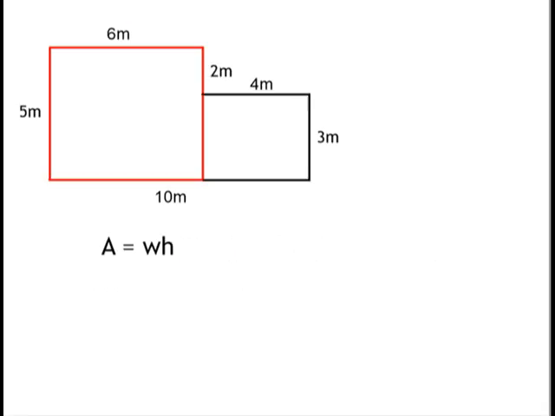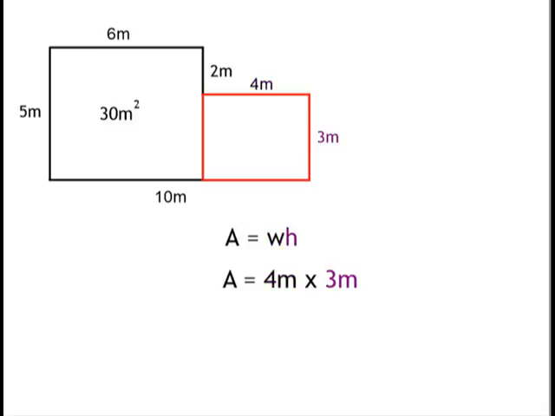So area is width times height. The width of this rectangle is 6, the height is 5. 6 metres multiplied by 5 metres is 30 metres squared. So the area of that rectangle is 30 metres squared. Let's look on the other side. Area is width times height, where my width is 4 metres, my height is 3 metres, so I've got an area of 12 metres squared. So the smaller rectangle is 12 metres squared.